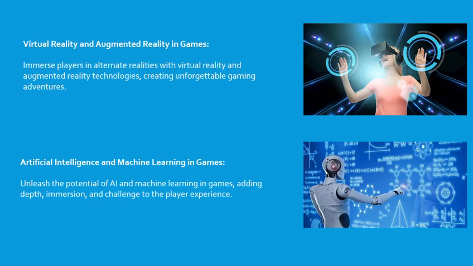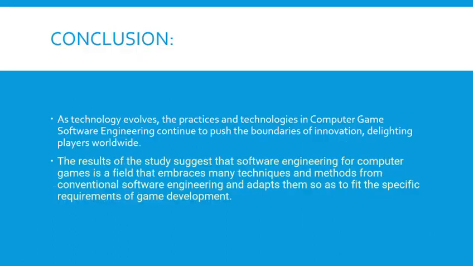Artificial intelligence and machine learning in games. Unleash the potential of AI and machine learning in games, adding depth, immersion, and challenge to the player experience. Nowadays, artificial intelligence is also working greatly in the market, right? We can apply artificial intelligence and machine learning algorithms in our game, which keeps the game newly updated and gives a new experience to the user. So it gives good performance if we provide artificial intelligence and machine learning in our gaming software.